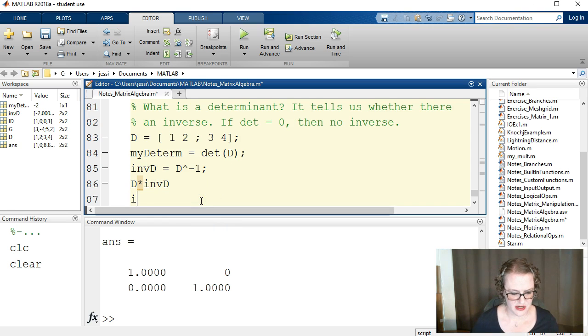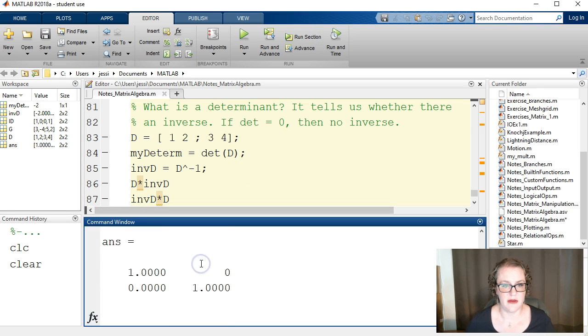The identity matrix. It's all zeros except for those ones along the diagonal. And let's also check inverse D times D. Run section. Again, now we have 2 of them. Zeros except along the diagonal. All right. So we'll do some more examples with matrices and their inverses and why it's useful in another video. But for now, you can calculate inverses using MATLAB. See you next time.